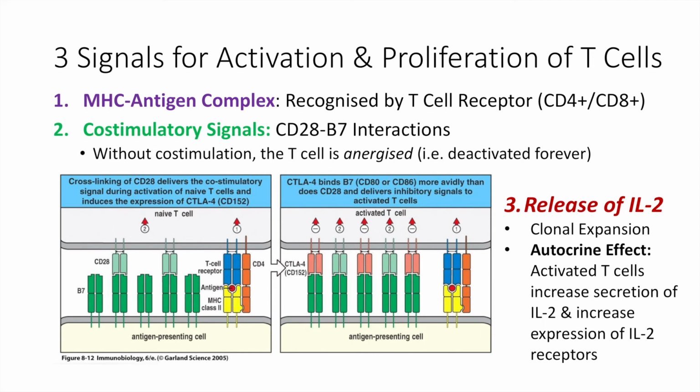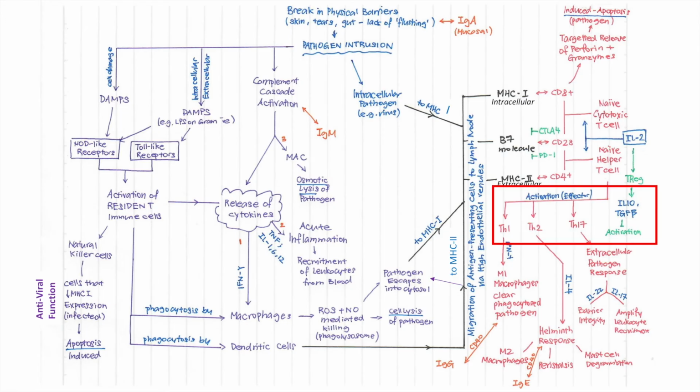What happens then is that CTLA4 facilitates an inhibitory signal that prevents overactivation of the T cell, so that our immune response is always well controlled. Because remember, if the immune response becomes overwhelming, you will develop autoimmunity, where basically your immune cells start attacking the body's own cells. Okay, I hope the explanation was clear.